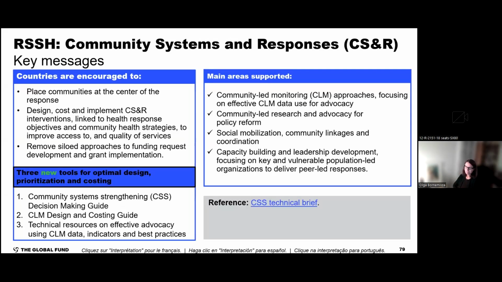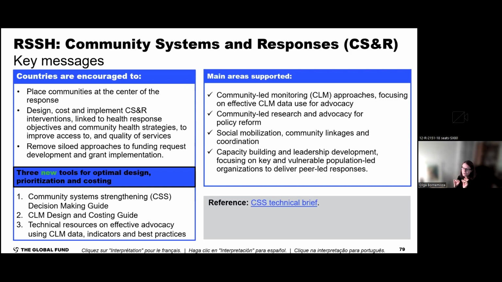Next slide, please. So community systems and responses, this should be very familiar to most of you. We'd like to encourage CCMs and countries to continue to place communities at the center of the response. We'd like to encourage you to really think about designing, costing, and implementing CS&R interventions to really try to improve access to and the quality of the services for HIV, TB, and malaria.